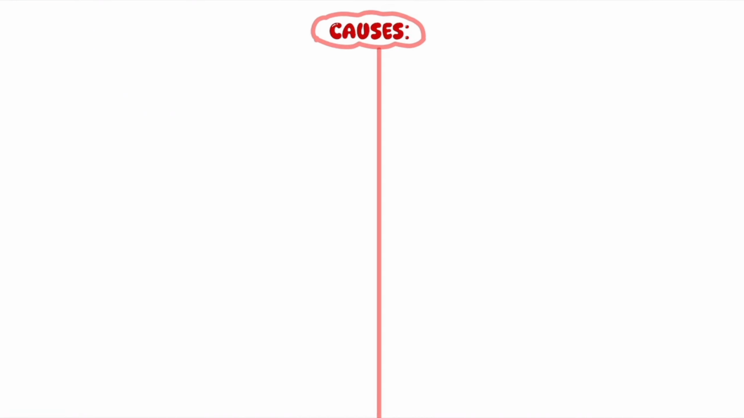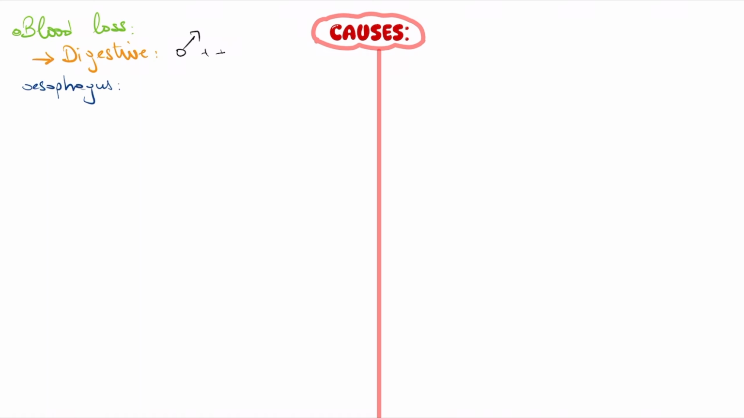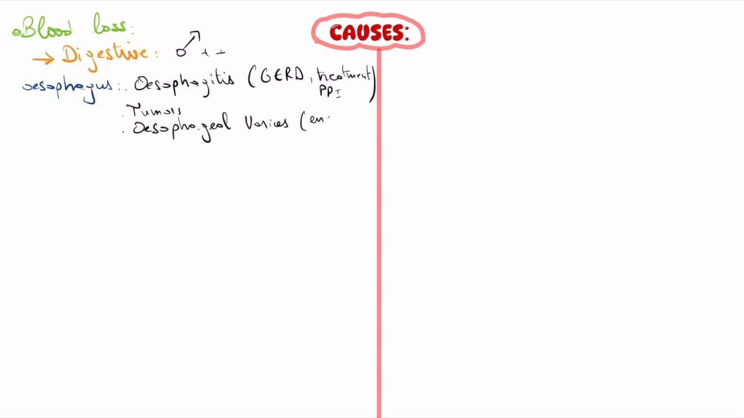Now, you diagnosed anemia, you have to know the cause. Since we said anemia is a symptom, you need to figure out what's causing this iron deficiency. The most common causes are blood loss ones, starting with digestive ones, which are the most common in males. And we're going to start with esophagus causes, like, for example, esophagitis. It can even be due to GERD or treatment such as PPI, tumors, or esophageal varices. They are enlarged veins that we find most often in portal hypertension.